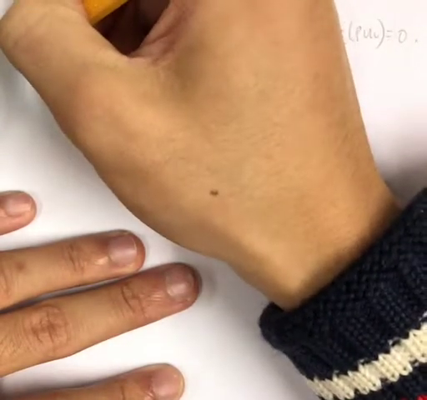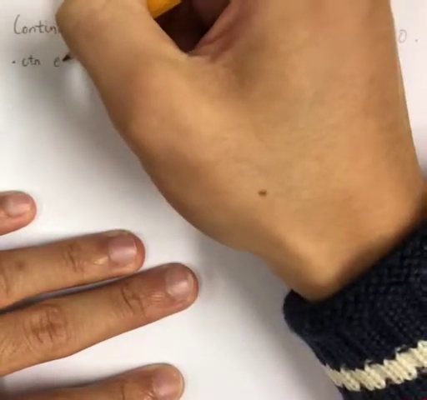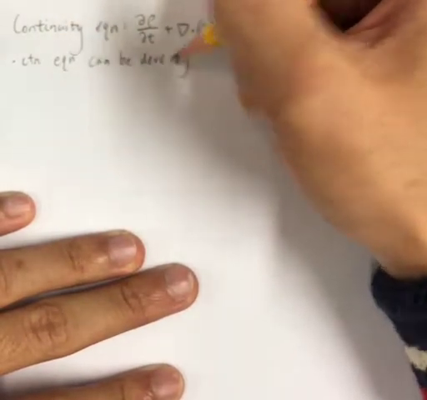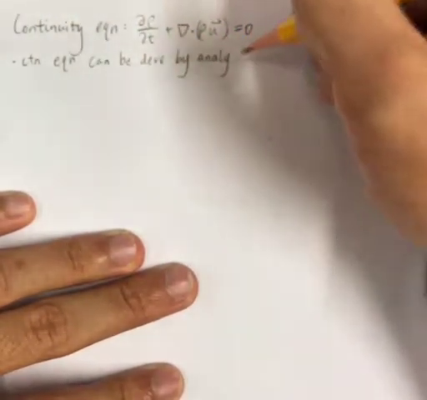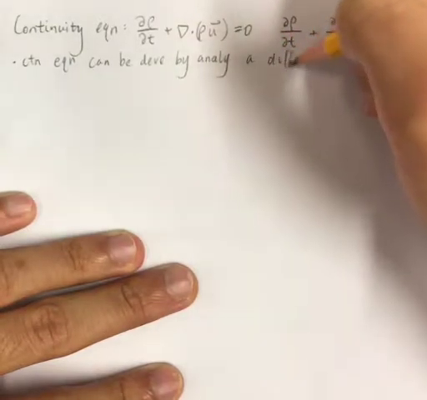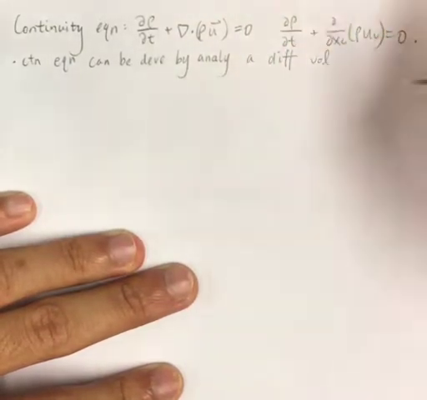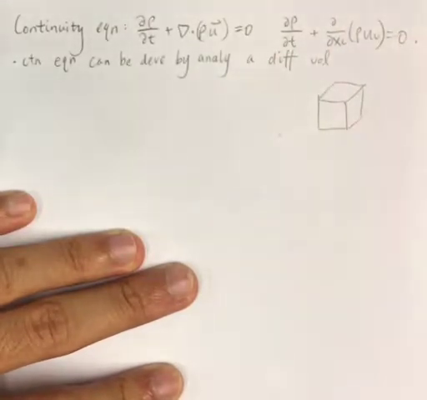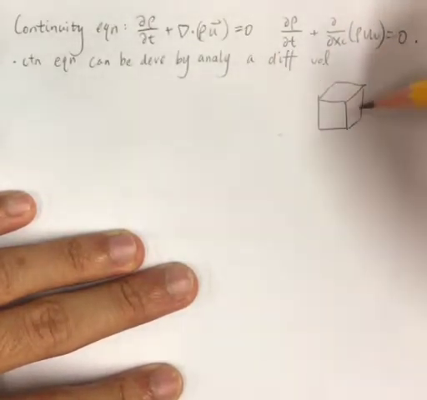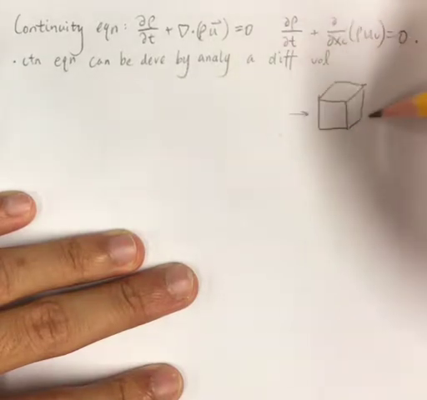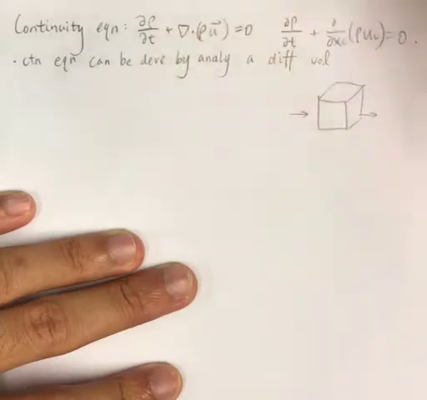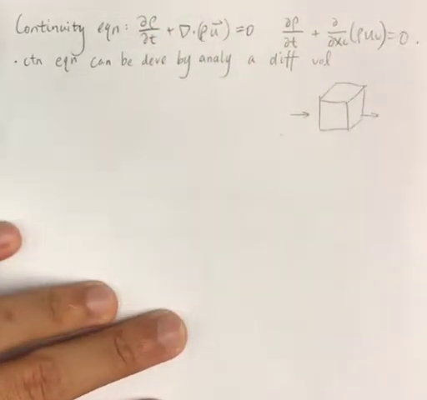Okay, so 2 comments. First, the continuity equation can be developed by analyzing a differential volume. If we pick out a very small control volume and we analyze it, say something comes in, something comes out, etc., we can directly get the continuity equation. Okay? So this is the first thing.